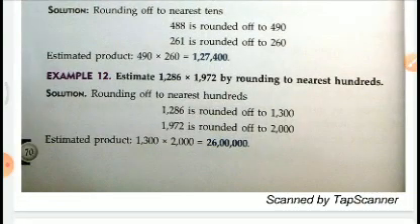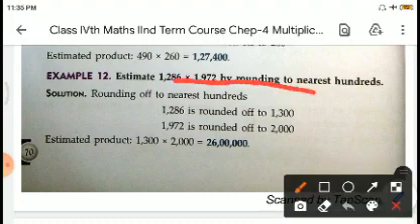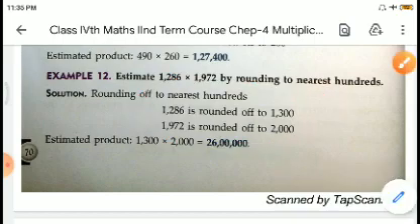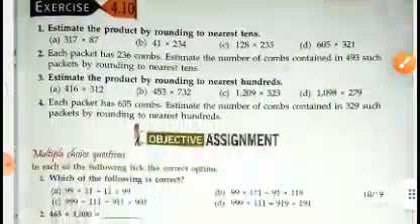Now estimating the product, here we estimate the answer. Now estimate 1286 into 1972 by rounding off to the nearest hundreds. So firstly we will round them to the nearest hundreds and then we will multiply. So 1286 becomes 1300 and 1972 is rounded off to 2000. This is our approximate, and then we multiply 1300 and 2000.